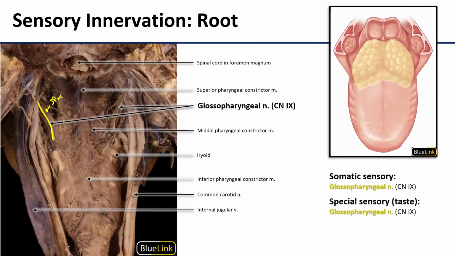From there, it is going to enter into the pharynx by slipping in between the superior and middle pharyngeal constrictors. So we've got our superior constrictor up here, and we've got our middle constrictor right here. So this is going to be slipping into that gap in between them. From there, it's going to distribute its branches via the pharyngeal plexus, and some of those fibers are going to make their way to the posterior tongue.